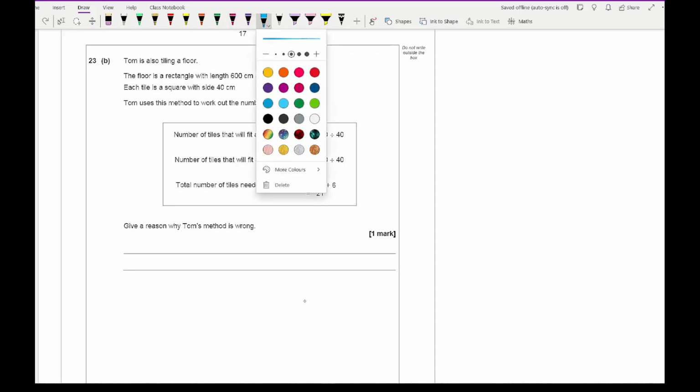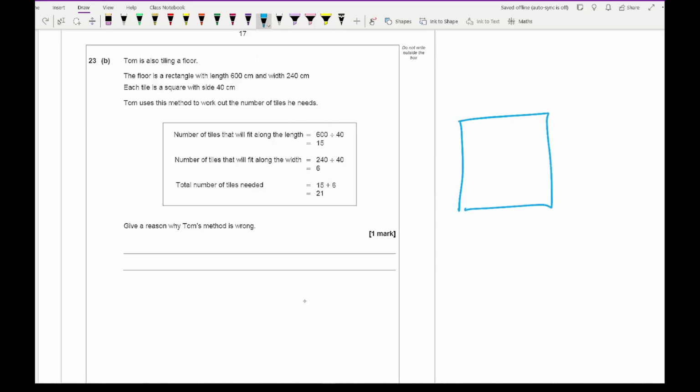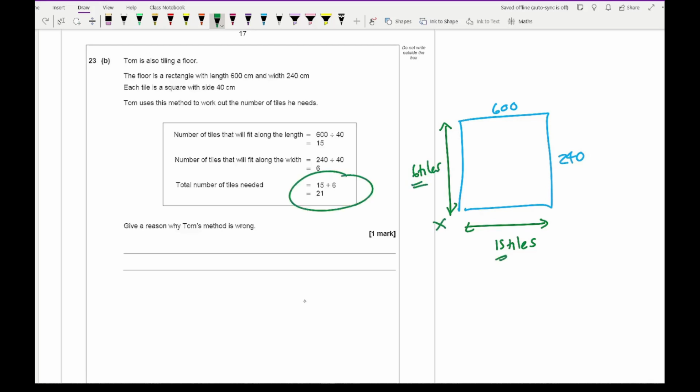Well, the problem is that when you're working out the area of something, so for example here we've got 600 by 240, and we want to work out how many tiles there are. So he's basically working out how many tiles do I need to go across, which is 15. Let's just get rid of that, make more sense. So here he's worked out that there's 15 tiles here and 6 tiles needed here. But to work out the area, what I need to do is multiply these two numbers together, when what has Tom done? He's added them. So what he's done wrong is that he has added 15 and 6 instead of multiplying, which is where he went wrong.